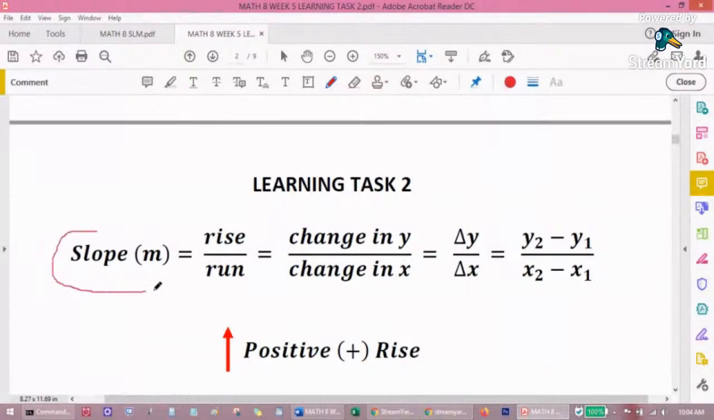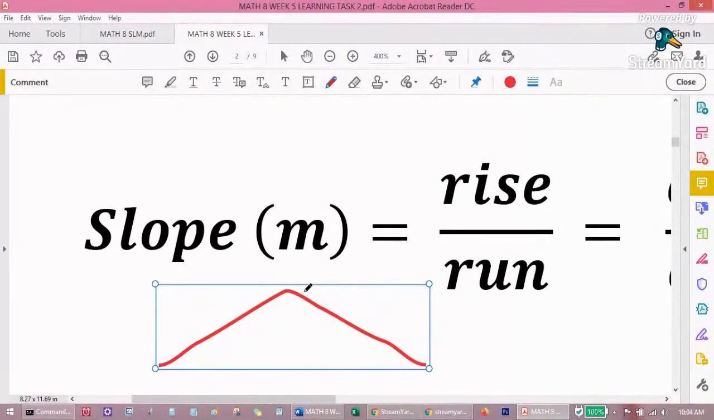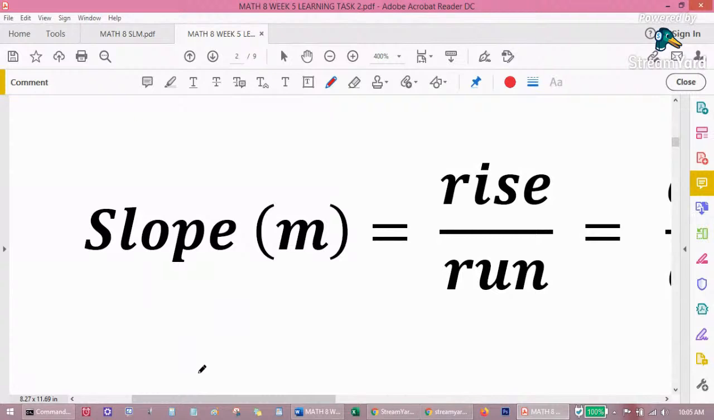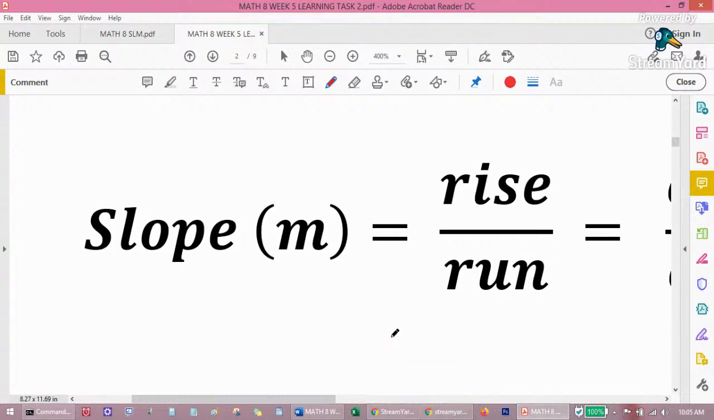So, the slope, ang symbol na slope is M. Siguro for the mountain. Kasi mountain, ganyan, di ba? So, this is the slope. Mountain slope. So, may mountain na matarik ang slope. Meron mang mountain na baba lang, slope. Hindi masyadong matarik ang slope niya. No? So, that's the slope.